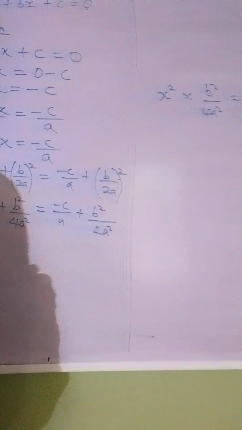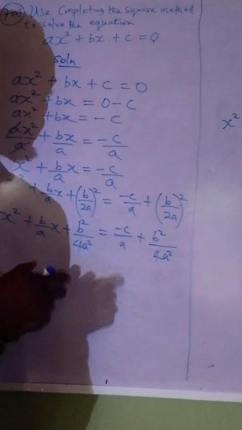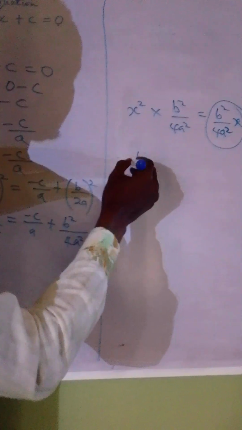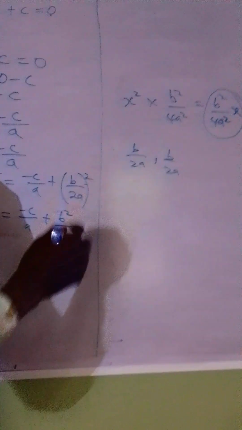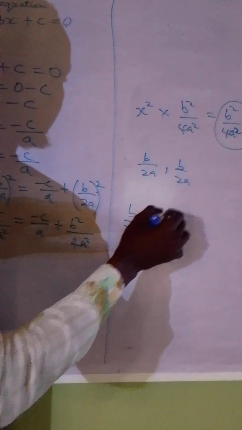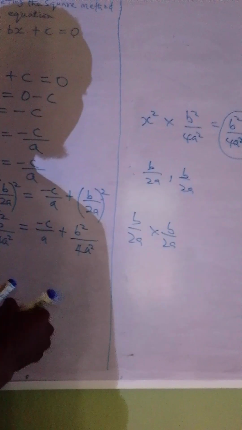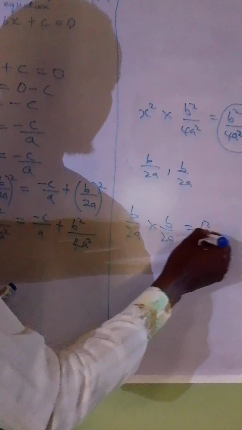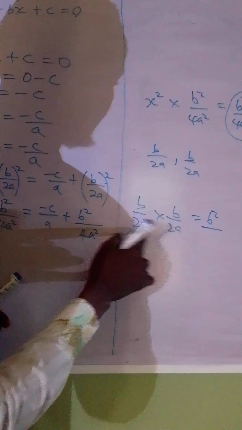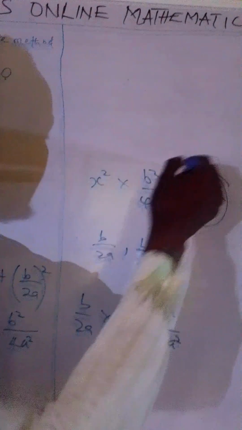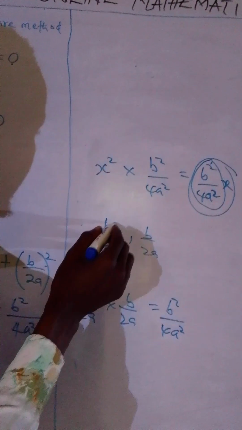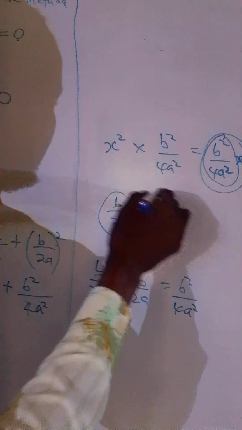Now the two factors that when added will give you this second term, which is b over a, are b over 2a and b over 2a. These are two factors because b over 2a times b over 2a, b times b will give us b squared. Then 2a times 2a, 2 times 2 is 4, a times a is a squared. So you see that we arrive at this again. So actually the two factors here are b over 2a and b over 2a.